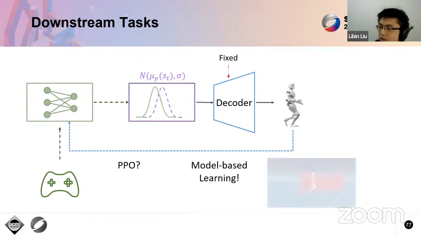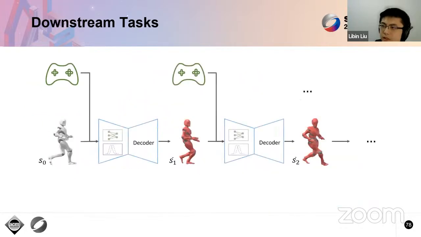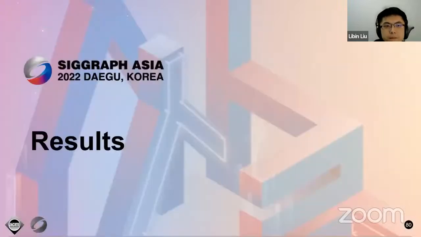For example, we can give it a control signal, such as I want the character to move forward at a certain speed, and then we use that world model to generate a sequence, and then we measure whether that sequence is consistent with the control signal, and we use this information to update a high-level policy, choosing the proper skill in an embedding space. It can help us finish these downstream tasks.